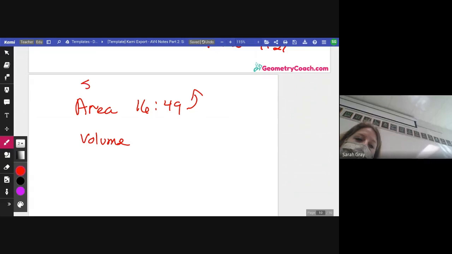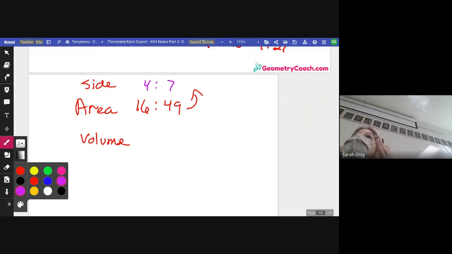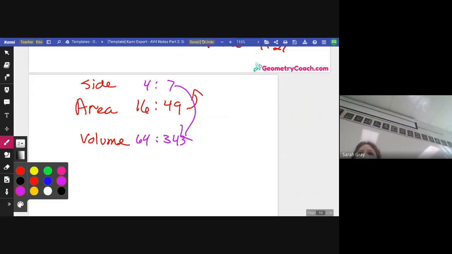First, we need to go up to the ratio of the sides. So that would be 4 to 7. And then from there, you can go down. 64. I don't know what 7 cubed is. 343. So you cannot go directly from area to volume. You have to go back to the sides and then down to whichever one you need.